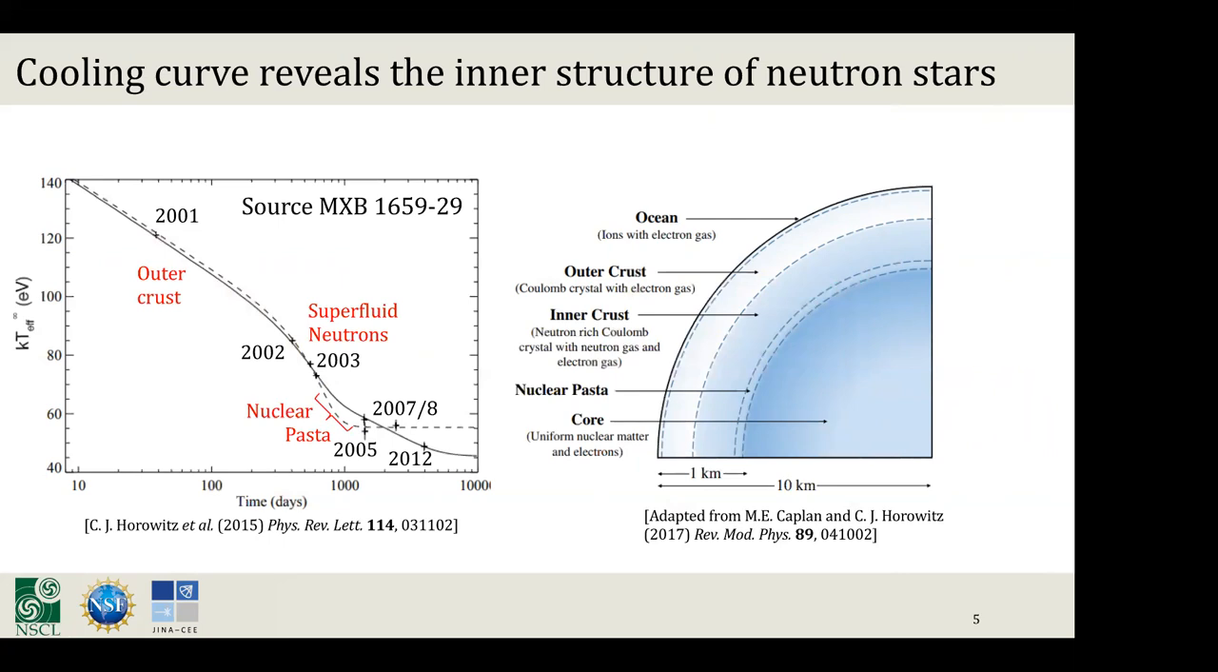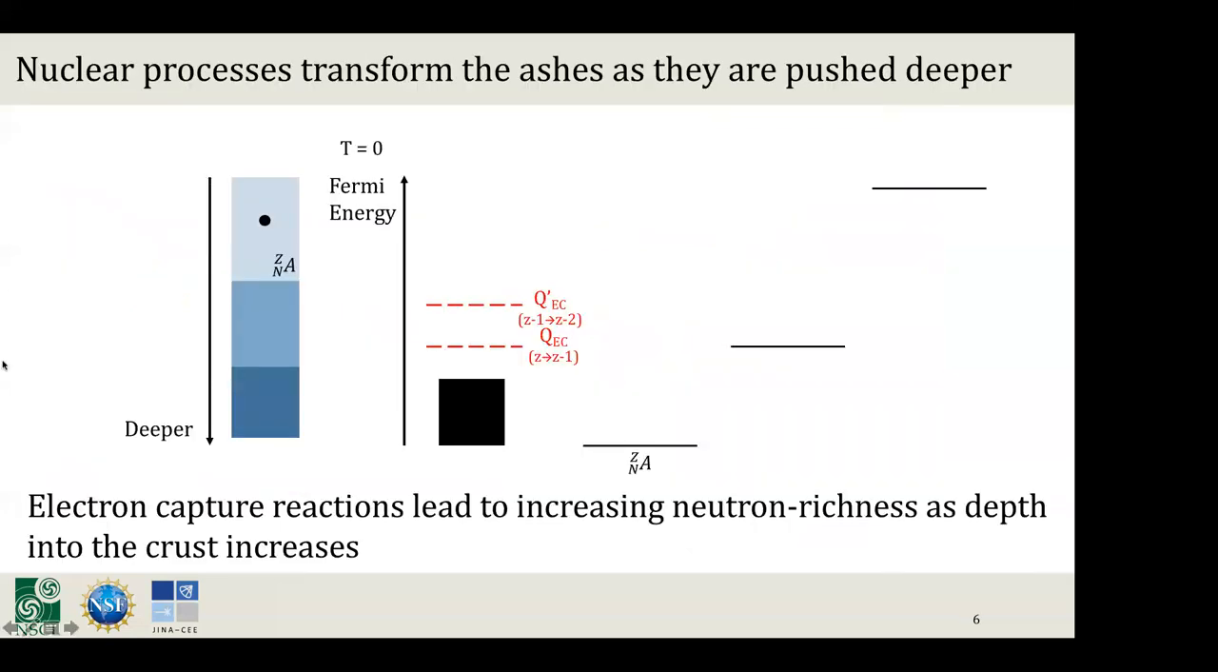And so it's important for us to be able to extract the inner workings of the neutron star based on these astronomical observations. But to do that, we have to know what additional nuclear processes are going on inside the outer crust. These processes will transform ashes of X-ray bursts as they are pushed deeper.